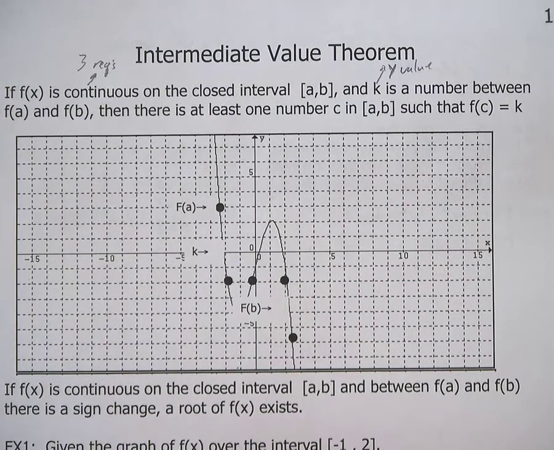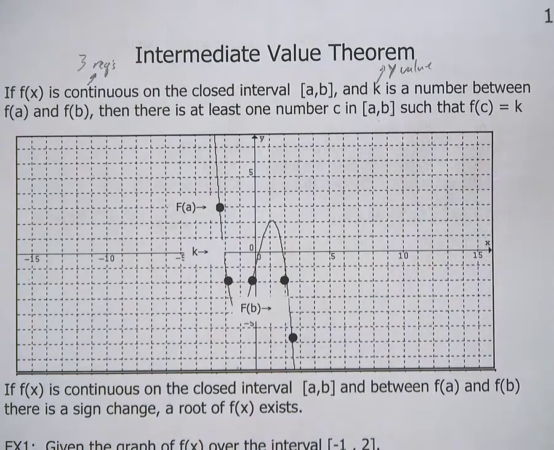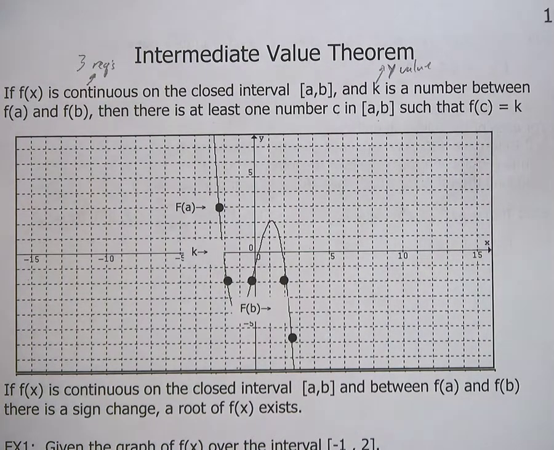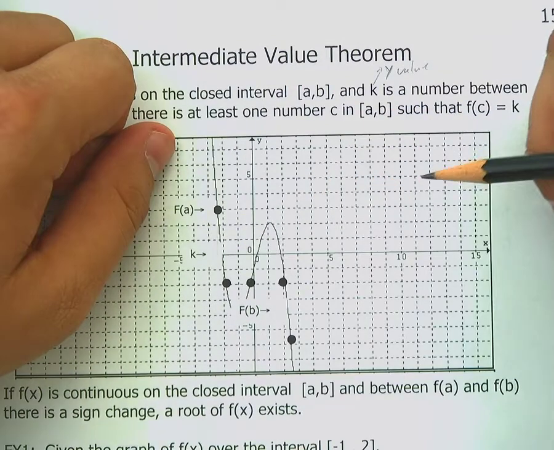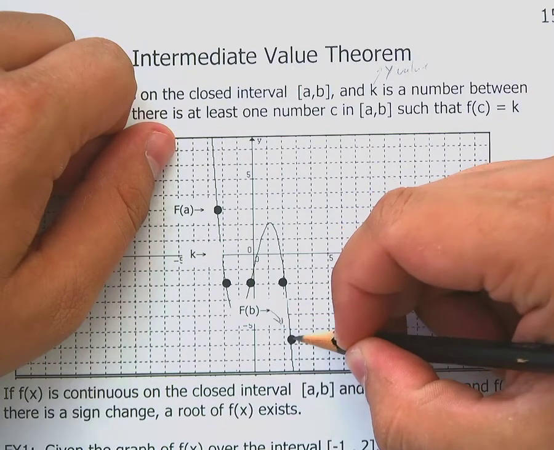Then there is at least one number c in AB. C is an x value here. There's at least one x in this interval such that f of c is k. Basically, here's what it's saying. This guy is A, right? This guy's x value is B.